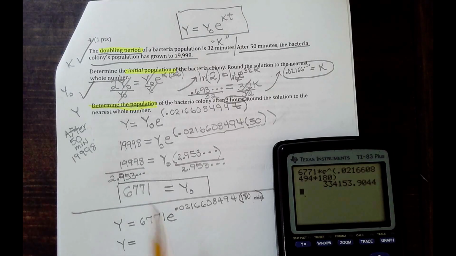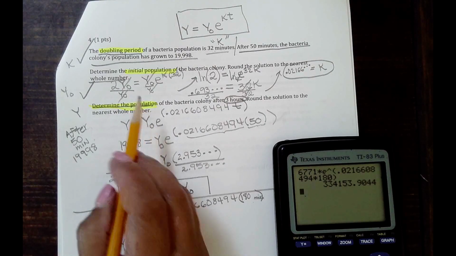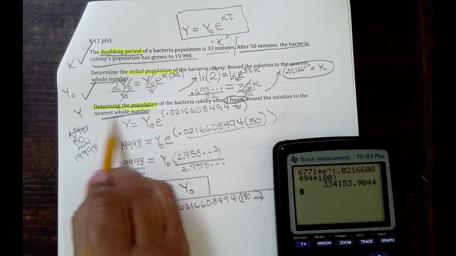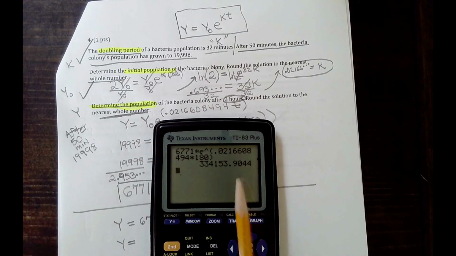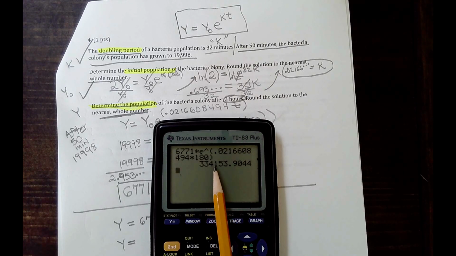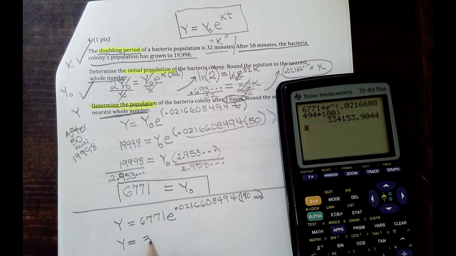334,154, because they're asking you to determine the final population and round it to the nearest whole number. The nearest whole number is the whole number position, the number right before the decimal. The number after the decimal is strong enough to bump that up to 4. So 334,154. And that's how big the population is in this third question having to do with number 4.